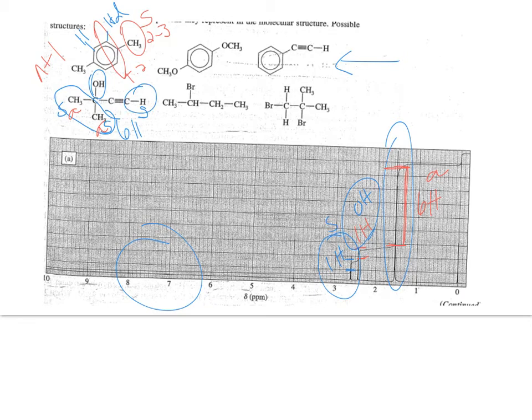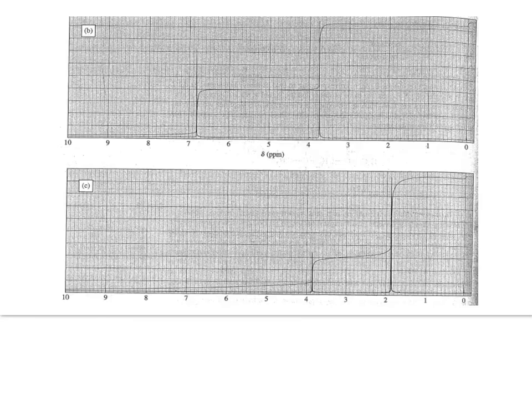So structure A is this compound here. Okay, so the next spectra we have is this one. As you can see, you have an aromatic region, but you only have two peaks. So you have symmetry in your molecule, and this would be the methoxy compound, because this would be A.